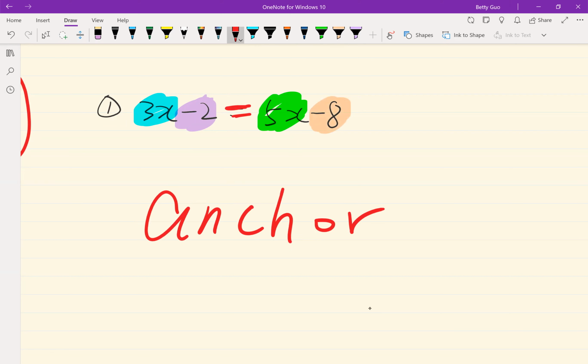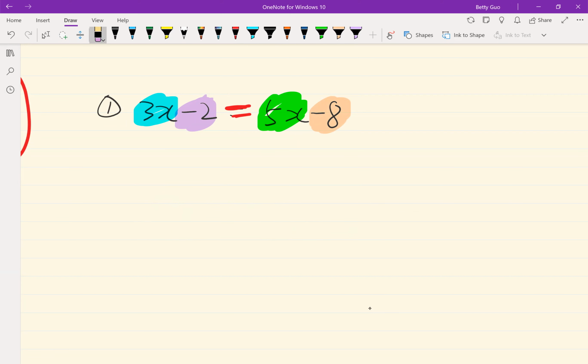It stays there, okay? It's always there. You don't move that. The anchor is always here for each step, okay? That's the left-hand side, whatever is to the left of the equal sign, and the right-hand side, whatever is to the right of the equal sign. Our purpose here: do we want the blue and the green together on the left? Do you want the purple and the orange together on the right? Right, we want that, right?